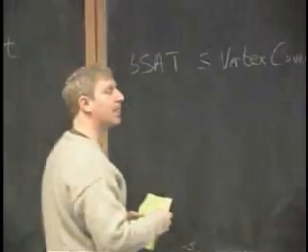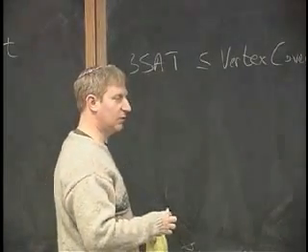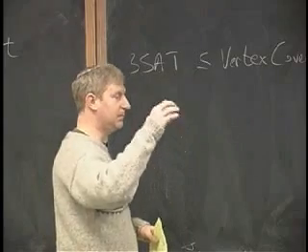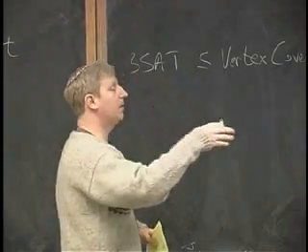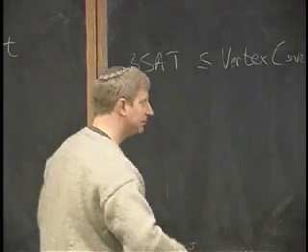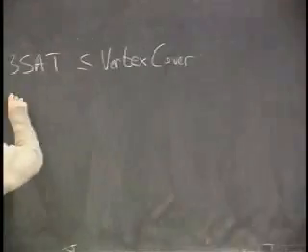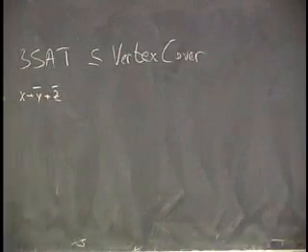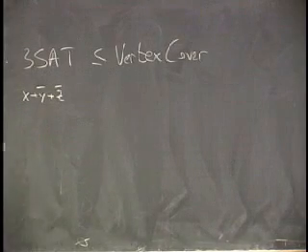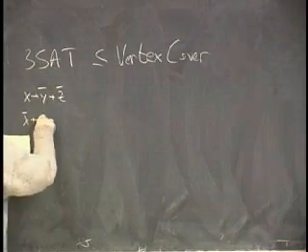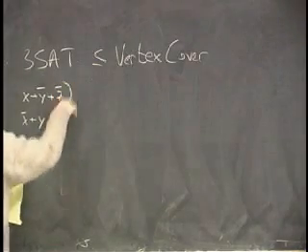Vertex cover, right? Is that the vertex cover problem? Vertex cover is the one where you want to take the smallest number of nodes and cover up all the edges on the graph. So here's an example. I'm going to do an example where it is satisfiable and one where it isn't, so you can see how the graph has the vertex cover and then how it doesn't have the vertex cover.